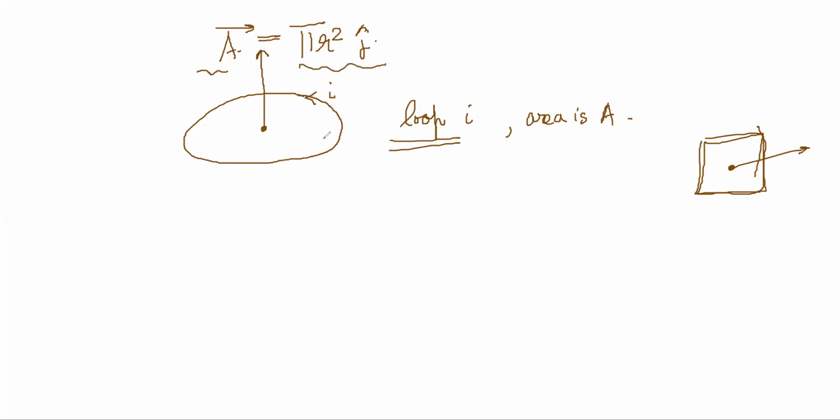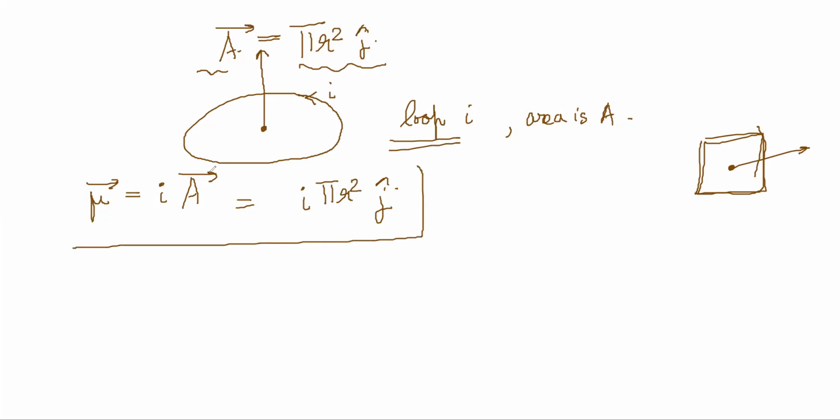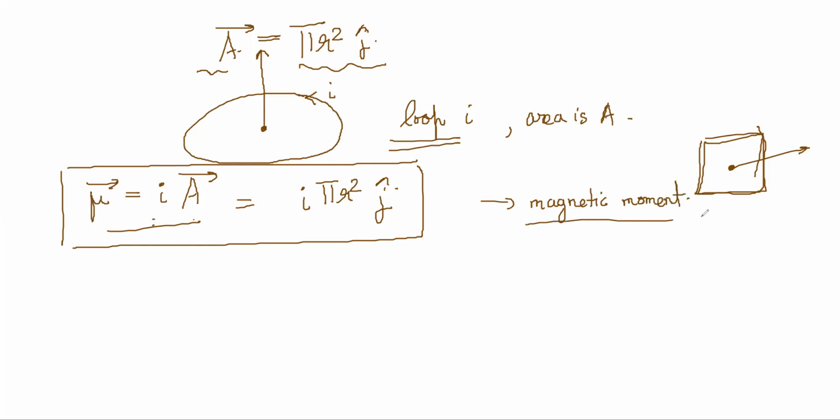Now, suppose you formed a new quantity called mu, which was equal to I into the area vector. So that is equal to I into pi r square j cap. This is a new quantity. This quantity, I into area vector, is called the magnetic moment of the loop. So you should remember magnetic moment is I into A, where A is an area vector.